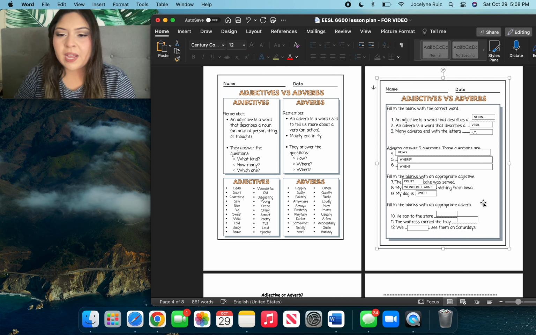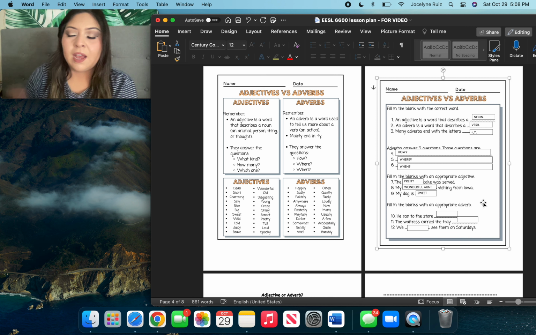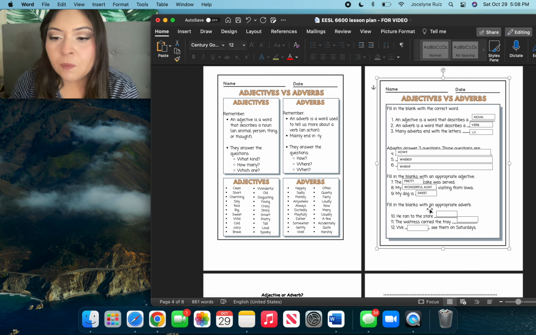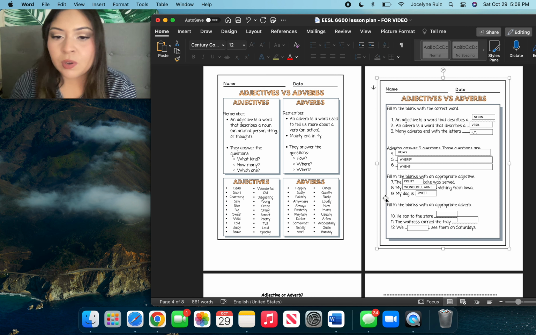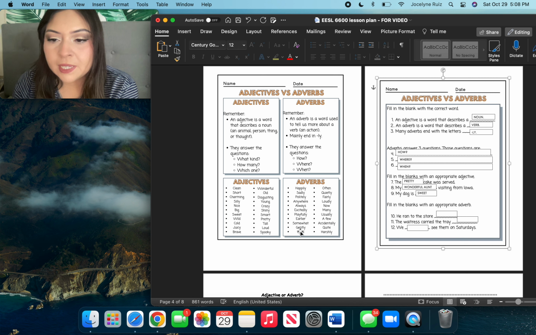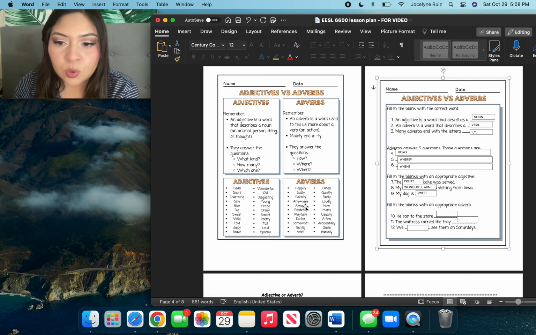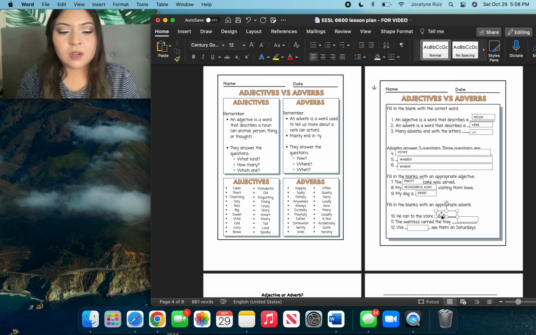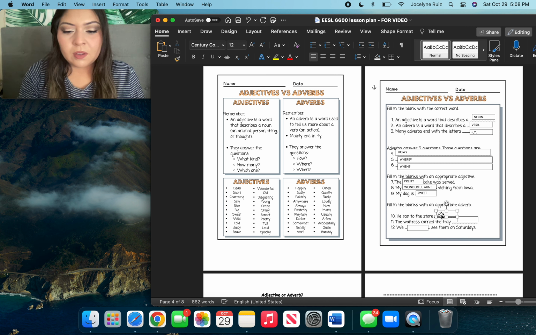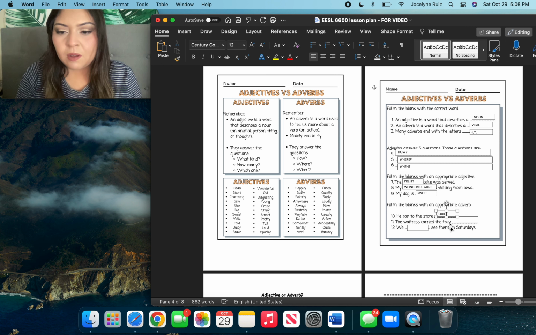And then for the last three, 10 through 12, we're going to fill in the blanks with appropriate adverbs. So again, adverbs are describing a verb, which is an action. So it says he ran to the store blank. So we're going to go ahead and put one of our adverbs from this column. We can say he ran to the store. I don't think it's on here, but we can go ahead and put quickly. Even though it's not on our list, it is an adverb that ends in ly, so we'll go ahead and put quickly.